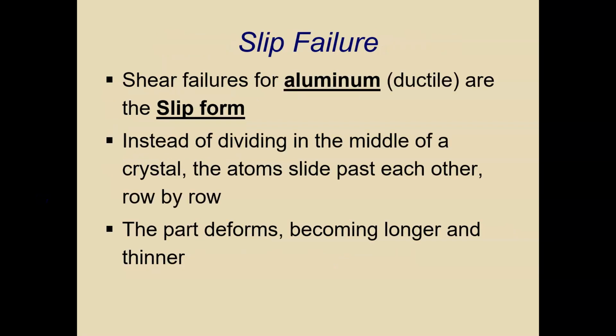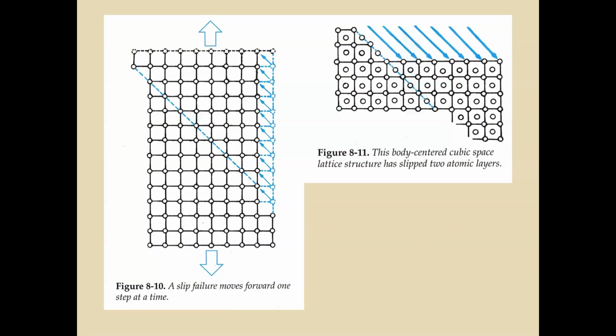Slip failure. Slip failure for aluminum, because it's ductile, so the shear failure is the slip form. Instead of dividing in the middle of the crystal, the atoms slide past each other row by row. The part deforms, becoming longer and thinner. Here's figure 8.10 out of your book. It shows you slip failure on the atomic level and how the atoms slip past each other as they're failing. You can see that this material has slipped 2 atomic levels, 1, 2.